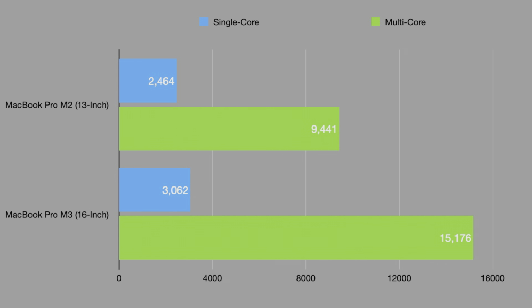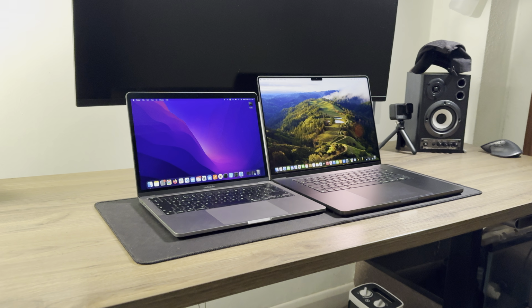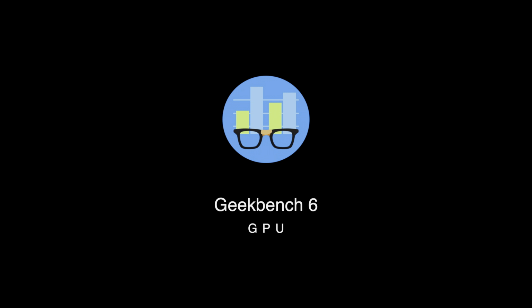And you can see based on the graphs here, a considerable increase in performance for the multi-core. Not so much for the single core, but definitely an increase on the multi-core. There are of course some workloads that will take advantage of the single core performance, but not all. Onto the GPU for Geekbench 6.